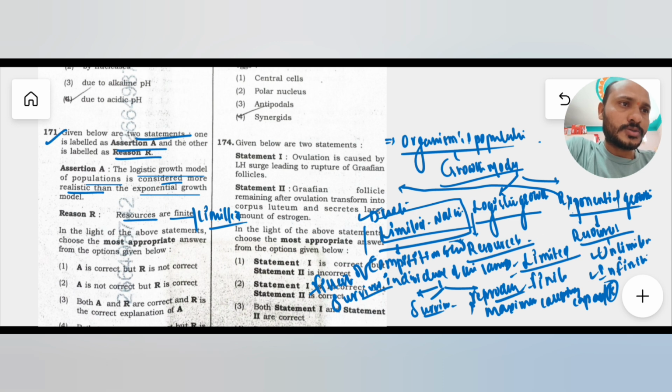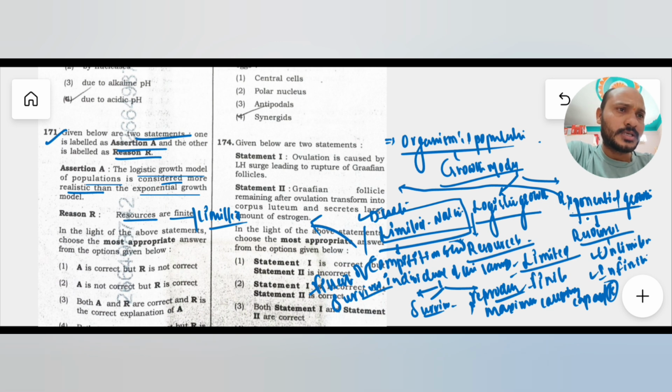But here, due to limited resources, there are competitions between species and between individuals, in which the strongest individuals are the only ones fit to survive, and the others can go extinct. So the conclusion here is that the logistic growth model of population is much more realistic than exponential.